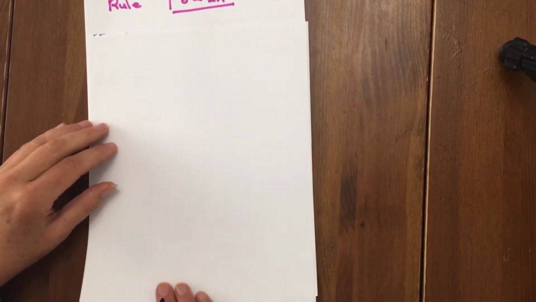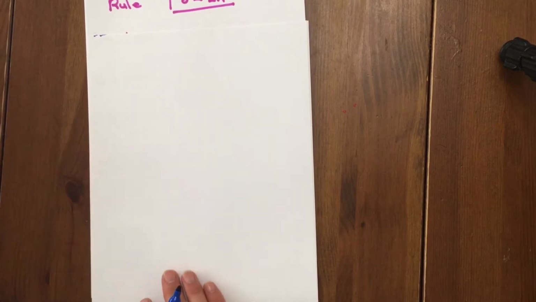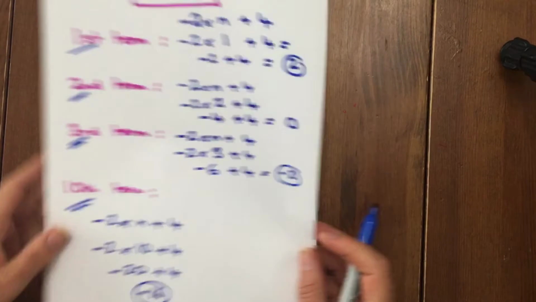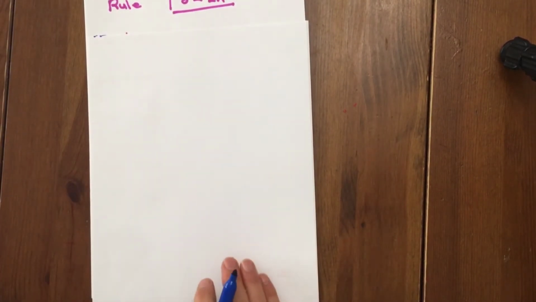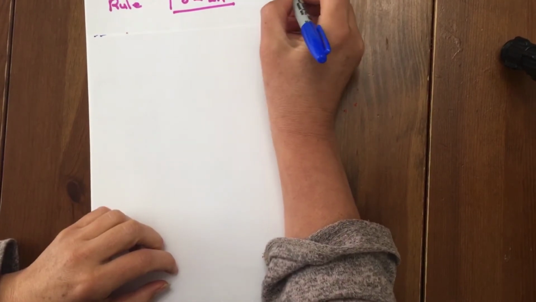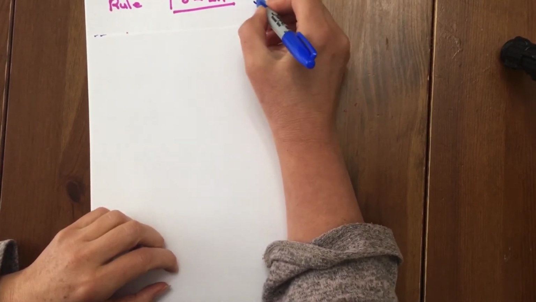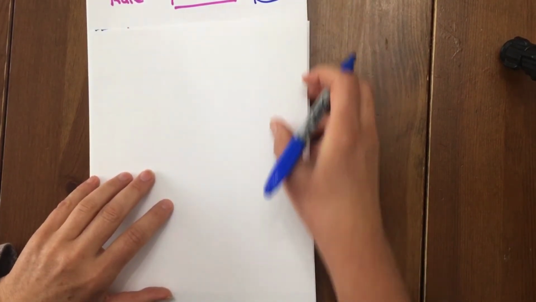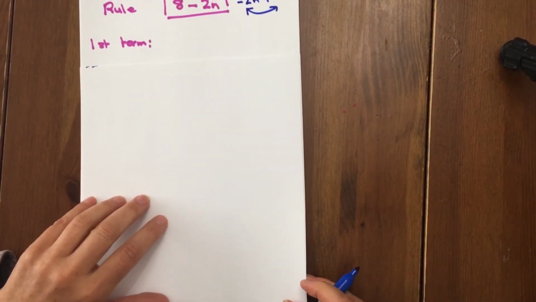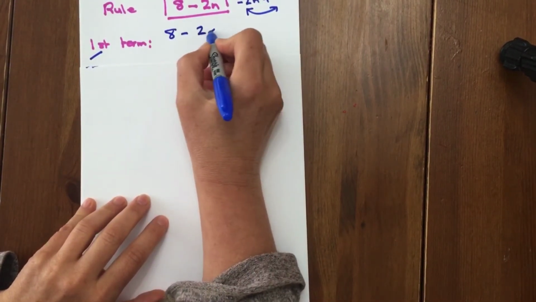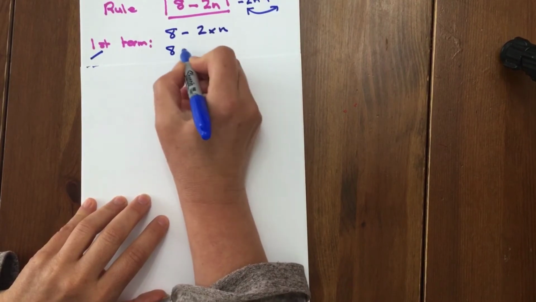Okay, very similar to what you've just done. You've just done this rule, negative 2n add 4. Now you're going to try the same. This is the same as doing negative 2n add 8. I've just switched these two terms around. So 8 minus 2n, 8 subtract 2n. So 8 minus 2 times n. So 8 stays the same.